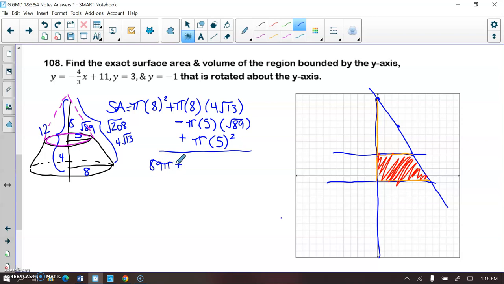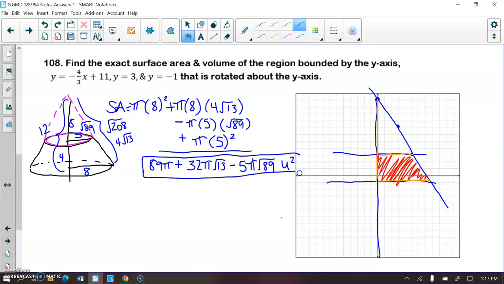Then the 8 times the 4 root 13, that's going to be a 32 pi root 13, and I cannot combine that with anything. And then, oops, minus, not plus, minus the 5 pi root 89. I can't do anything with that. This is my surface area.